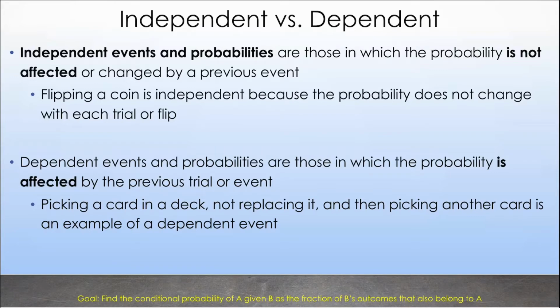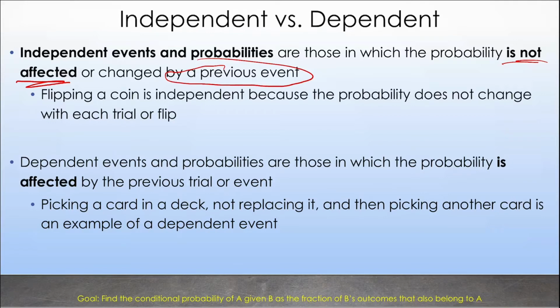So we're going to talk about independent versus dependent. Independent events and probabilities are those in which the probability is not affected or changed by a previous event. An example of this would be flipping a coin. It's independent because the more times I flip a coin, it doesn't change the outcome. If I flip heads on my first flip, that doesn't change my probability of getting the heads on the second flip.